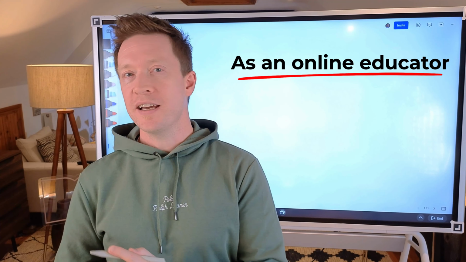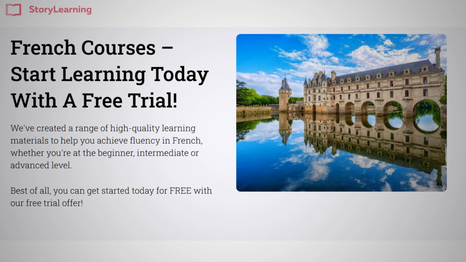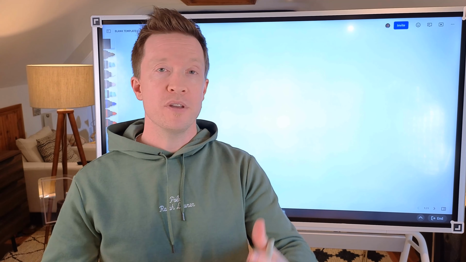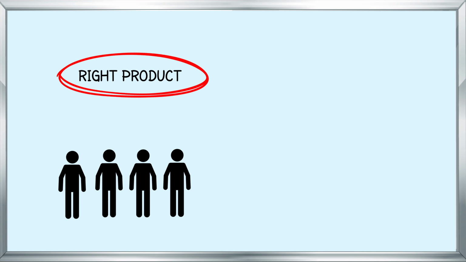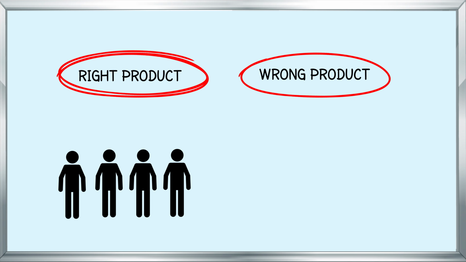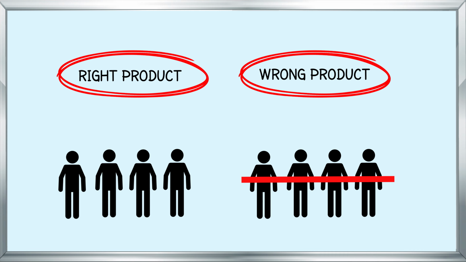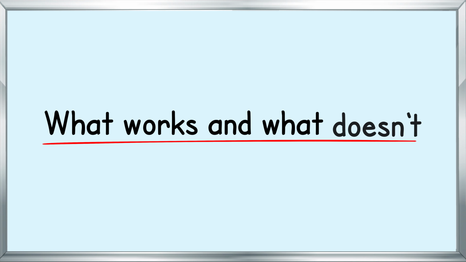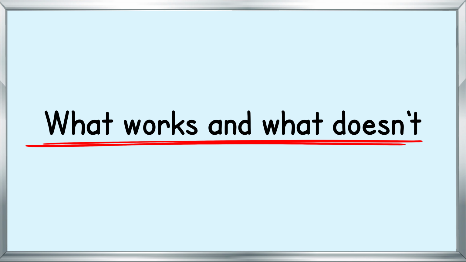As an online educator, the types of products that you choose to make have a dramatic impact on the number of people that you reach and the number of people that end up buying from you. If you choose the right products, you can get people coming in droves and falling over themselves to learn from you. If you choose the wrong types of products, though, you will put people off because they will not want to learn from you in that way. And in this video, I'm going to show you a very, very important distinction between what works and what doesn't. And it's a trap I see a lot of people falling into.